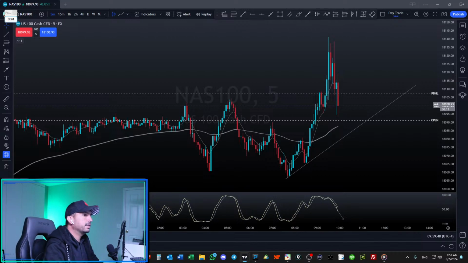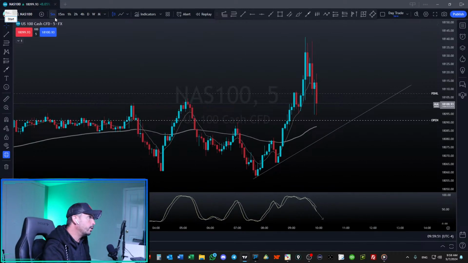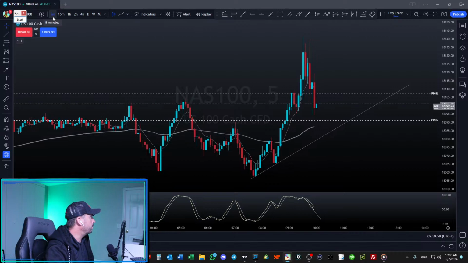So that's basically what we're looking for. So we're waiting, and we're on a 5-minute time frame. If you notice on the older videos, I was trading on the 1 minute, 2 minute. Now we'll go higher up the time frame. We're looking for the 5-minute minimum. I don't even have the 1 minute here.